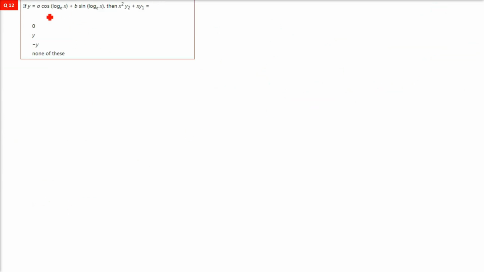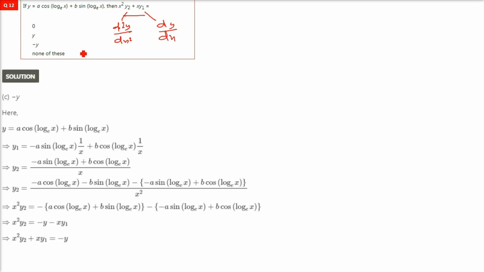Now y is a cos log x plus b sin log x, you have to find x square y2 plus x y1. So y2 is d2y by dx2, y1 is dy by dx. So we have to do both of these, but this y is going to come back again. So there is no trick here, just this a cos log x and b sin log x will come up somewhere, and what you have differentiated, the first differentiation, may also come up.